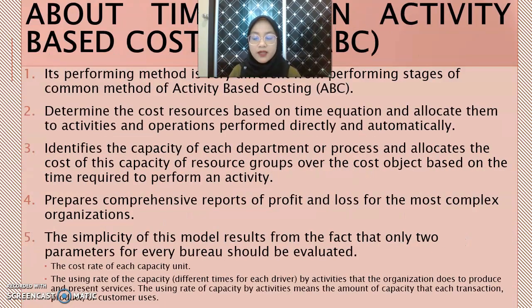Next, about time-driven activity-based costing. First, its performing method is very different from the performing stages of the common method of activity-based costing. Second, determine the cost of resources based on a time equation and allocate them to activities and operations performed directly and automatically. Next, identify the capacity of each department or process and allocate the cost of this capacity of resource group over the cost object based on the time required to perform an activity. Next, prepare a comprehensive report of profit and loss for the most complex organization.